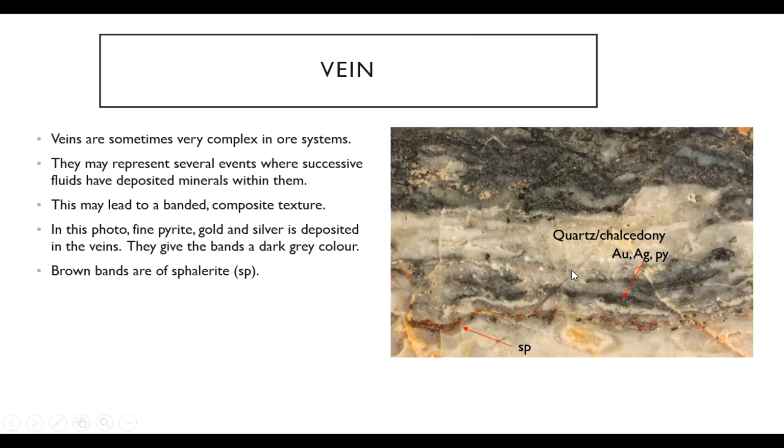The other time you can get it is because in a vein, commonly the crystals are crystallizing from the edge in, that's the most common, sometimes they crystallize from the center out. So you might get some crystallizing out and then a new fluid, and they'll crystallize on top. So you can actually get a sort of sequence of events, thinking about which ones have deposited earlier. So in this case, we have pyrite, gold, and silver deposited in the veins, and they give the bands this dark colour. And then we have brown bands of sphalerite.